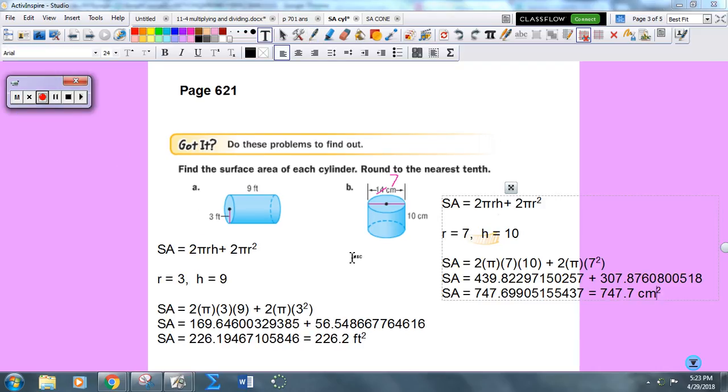Alright, so hopefully you've completed this. So again, my radius is 7, half my diameter. So I use the formula 2 pi r h plus 2 pi r squared. r is 7, h is 10. So it's 2 times pi times 7 times 10 plus 2 times pi times 7 squared. I calculate this first part, calculate the second part, add them together. My answer is 747.7 centimeters squared.